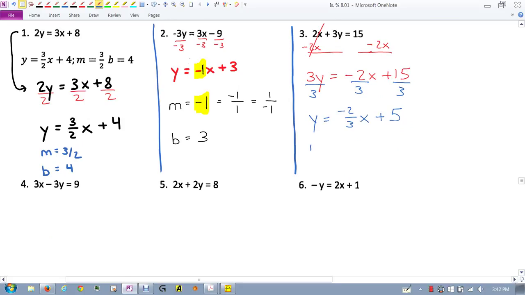What's our slope? -2/3, and our y-intercept, 5. All right, and I'll let you do the remaining ones on your own, if you'd like. I don't see anything too tricky here. This one, you bring the 3x to the other side, you divide both sides by -3. This one, you bring the 2x to the other side, you divide both sides by 2. This one, divide everything by -1.